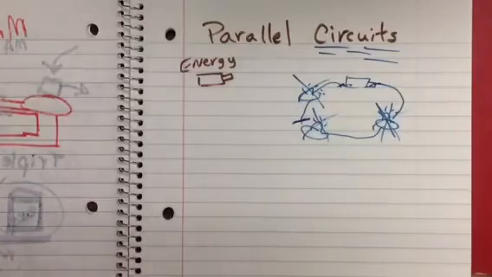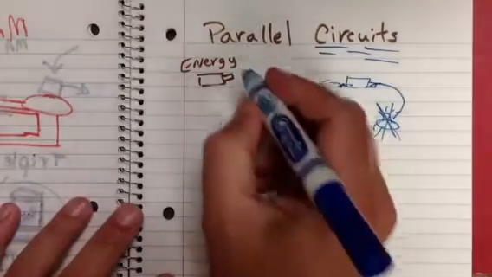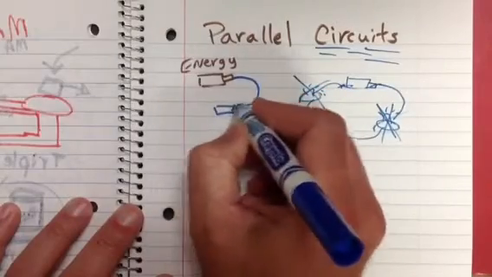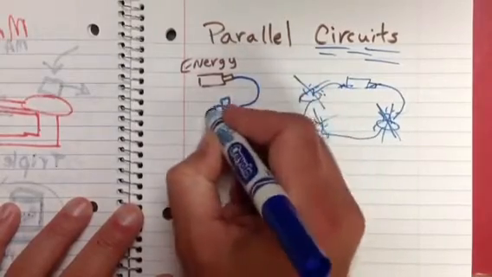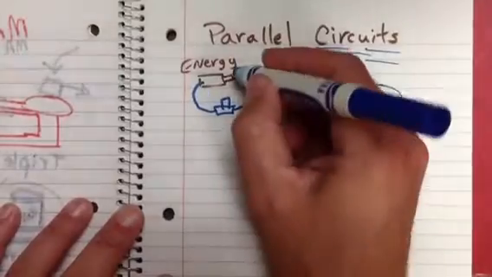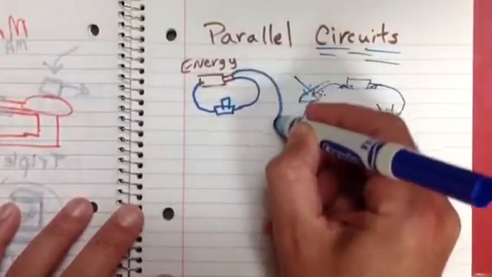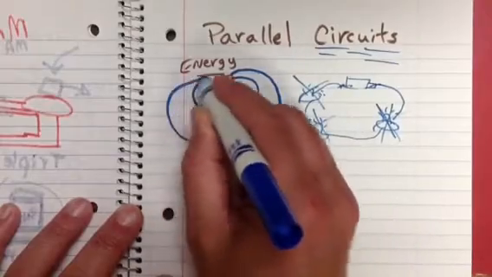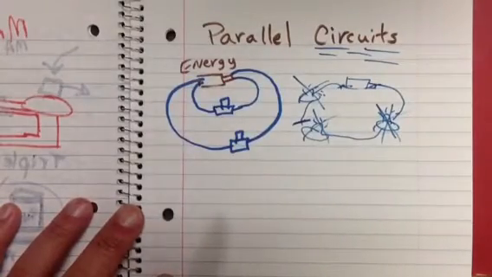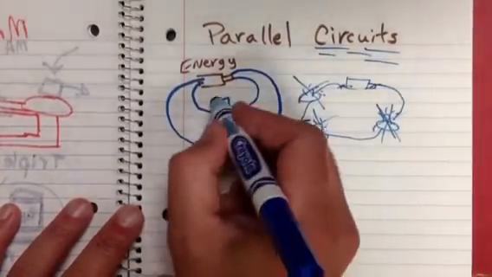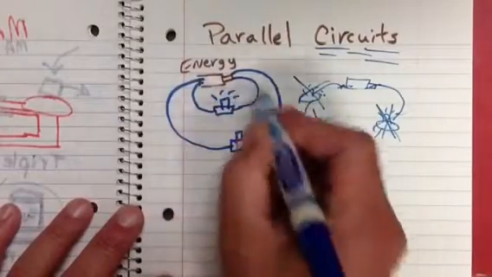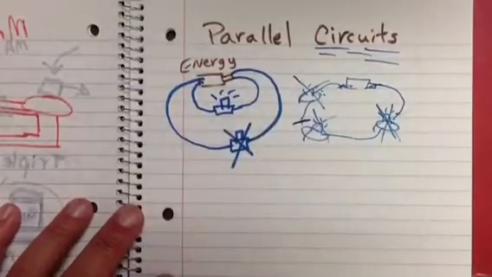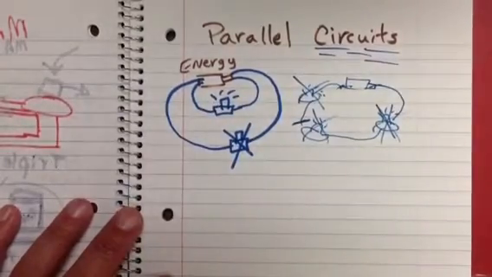But in the parallel circuit, this one can be better because we can go from the energy source to a light bulb, back to the energy source, and we can leave the same energy source to a different light bulb, back to the energy source, and now we have parallel circuits. The circuit that this light bulb is on is not connected with this one. So if this one burns out, this one can stay lit.